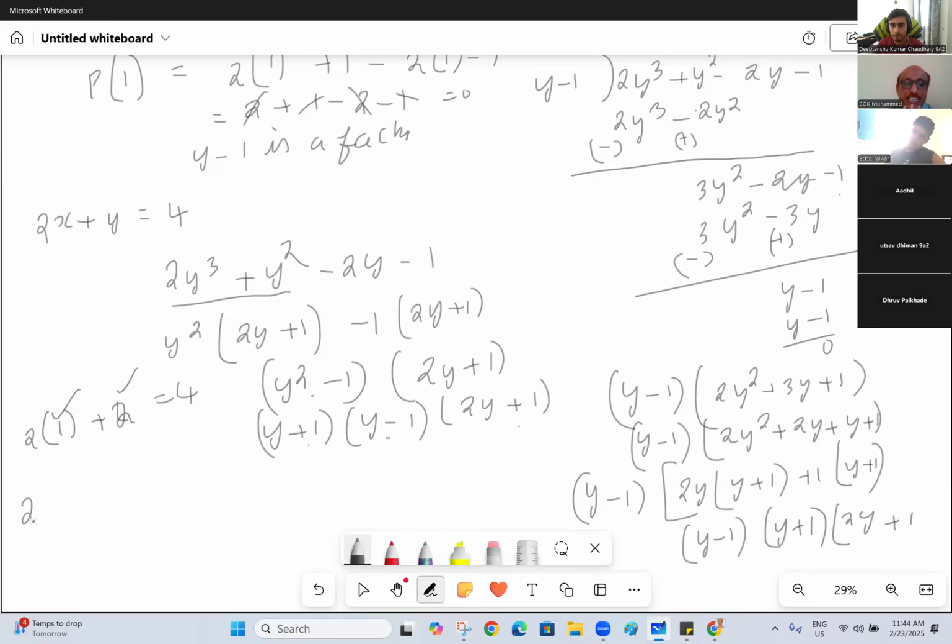Suppose I say 2 plus root 2, it is irrational, and 2 minus root 2 is also irrational. The sum is 4, which is correct, but x and y are irrational. So you can write real numbers. Sir, can't I write rational numbers? Sometimes both are irrational numbers, but when you add them, you get a rational number. So you can write real numbers.